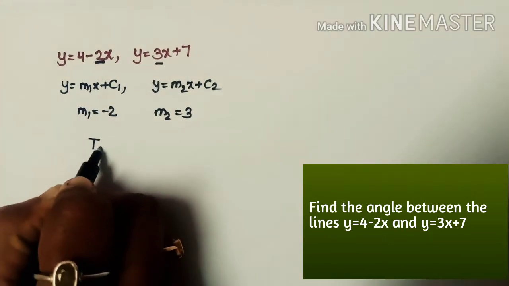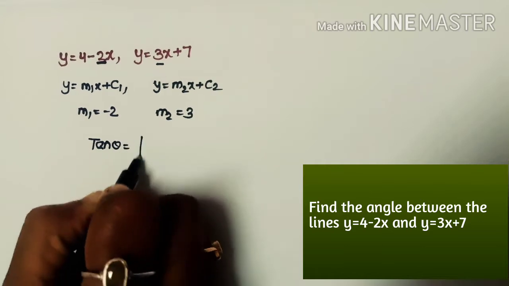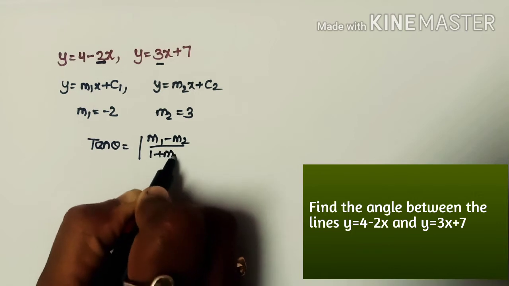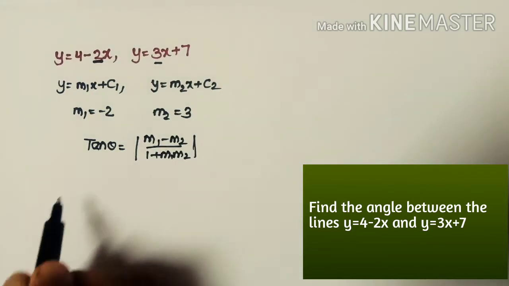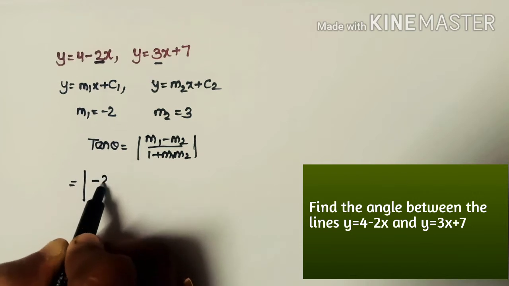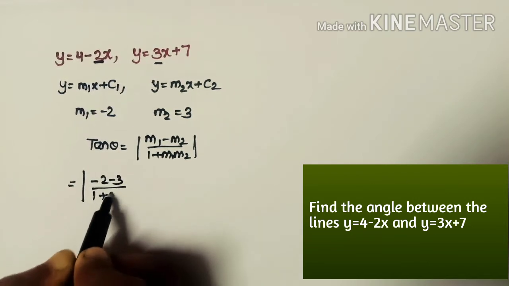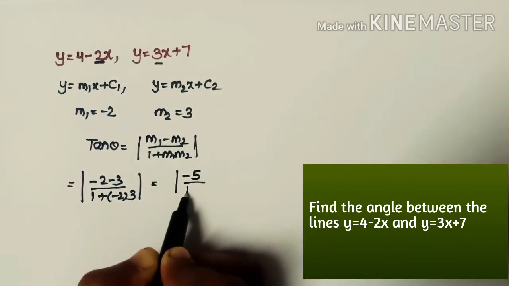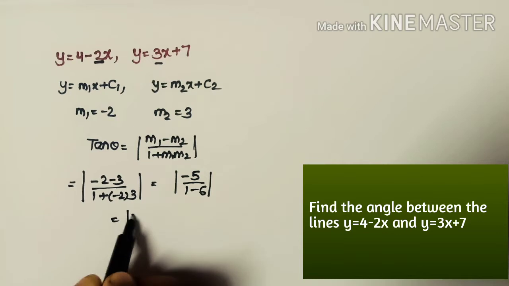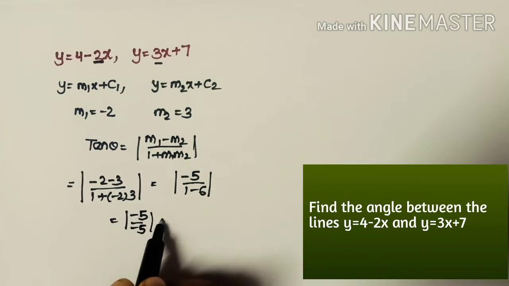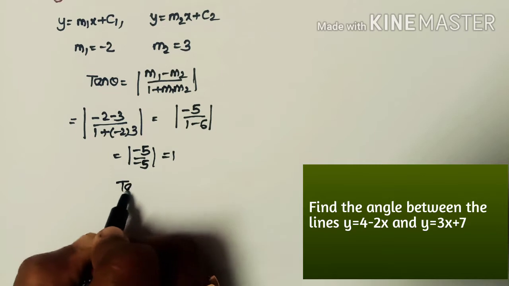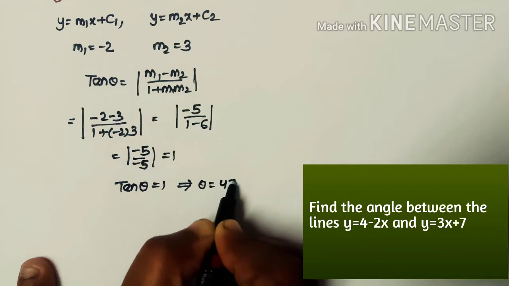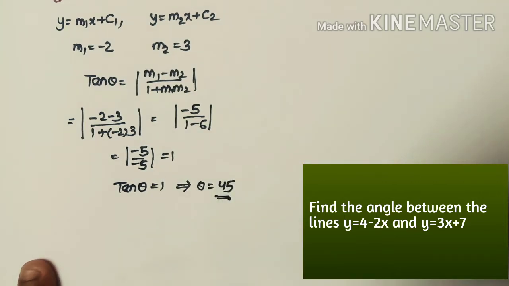Now the angle between the lines formula: tan theta equals mod of (m1 minus m2) by (1 plus m1 m2). Now replacing the values, that is (-2 minus 3) by (1 plus -2 into 3), and this is equal to -5 by (1 minus 6), that is -5 by -1 equals 1. Therefore tan theta is equal to 1. Then the value of theta is equal to 45 degrees. That's all. Angle is equal to 45.